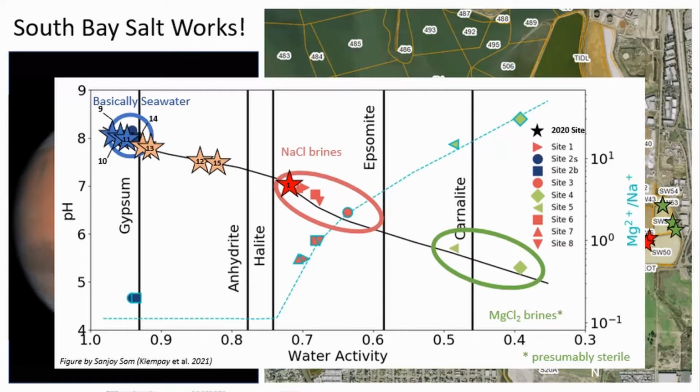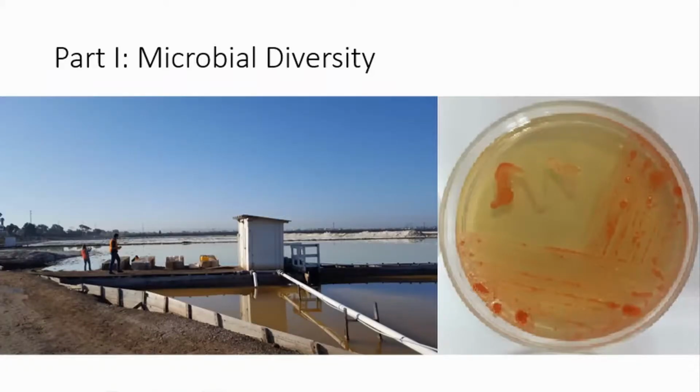Here on the bottom, on the x-axis, if you don't know, water activity is a measure of the free water molecules in a solution. A water activity of 1 is pure water, and down here around 0.7 is beginning to be quite hypersaline brines. In our first field effort, we did sample all the way down to water activity of 0.4, which is well below the known water activity limit of life.